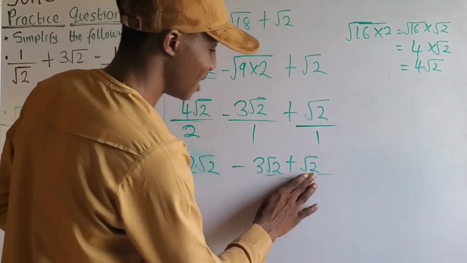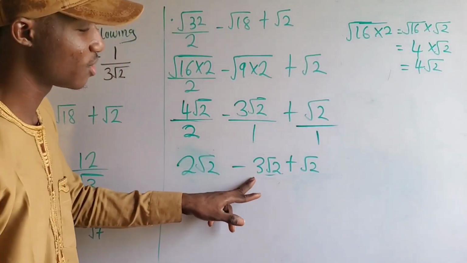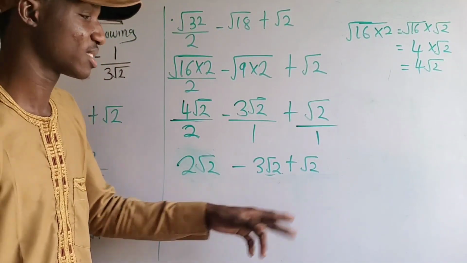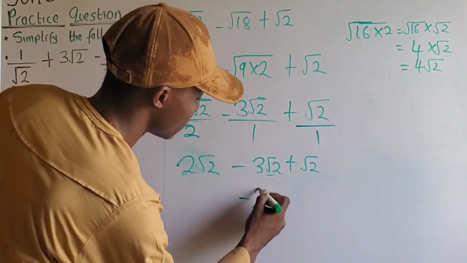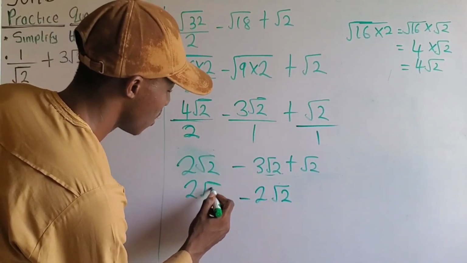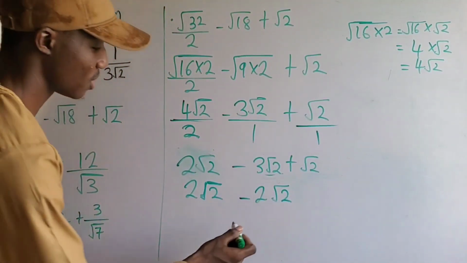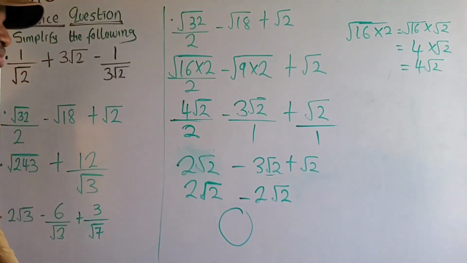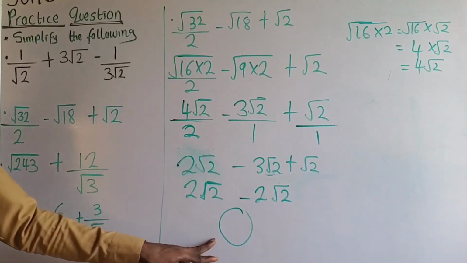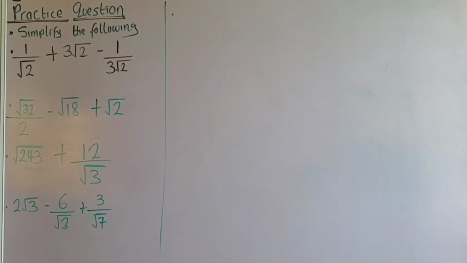So even without taking the LCM, you can proceed as follows. Negative 3 root 2 plus root 2, what's the answer? That will give us negative 2 root 2. So I'm going to have 2 root 2 minus 2 root 2, that is what? 0. So the answer to this question that we have here is 0. Do you understand? Okay, let's proceed to the third question.